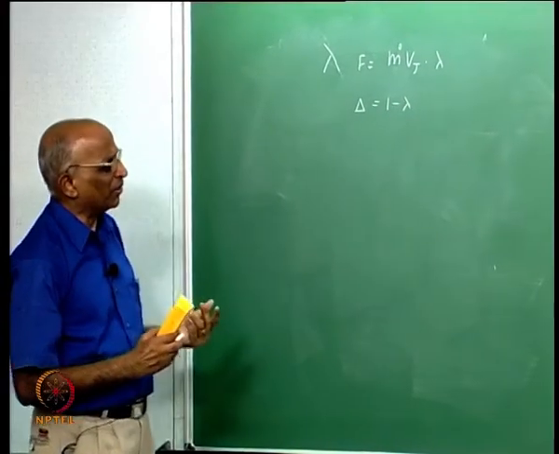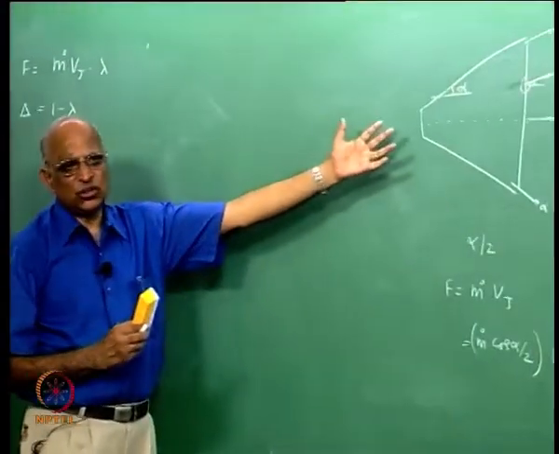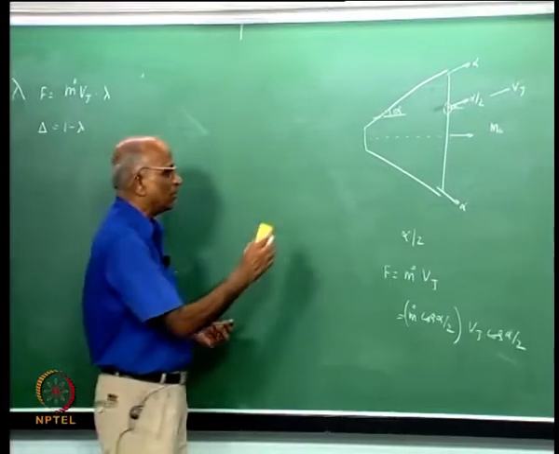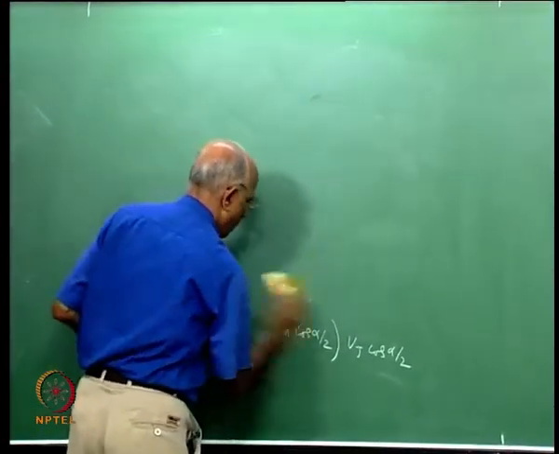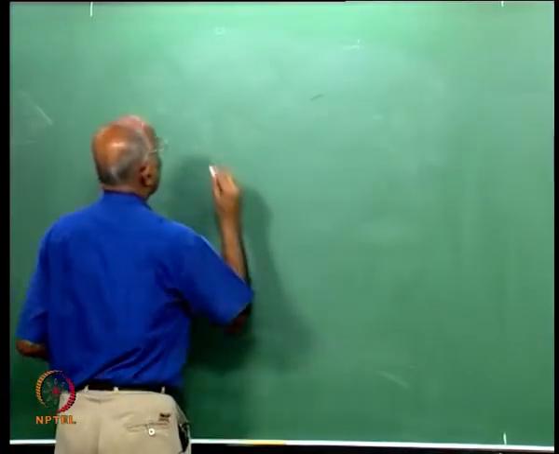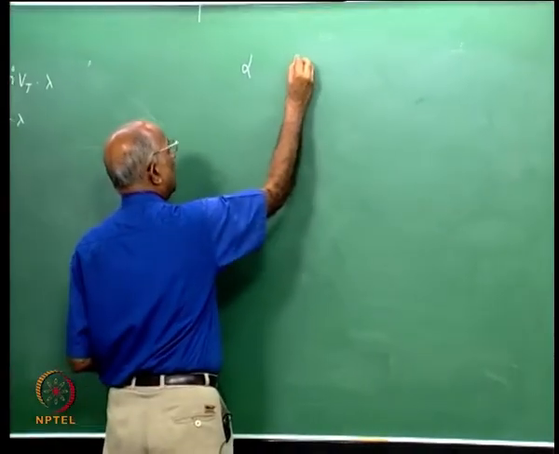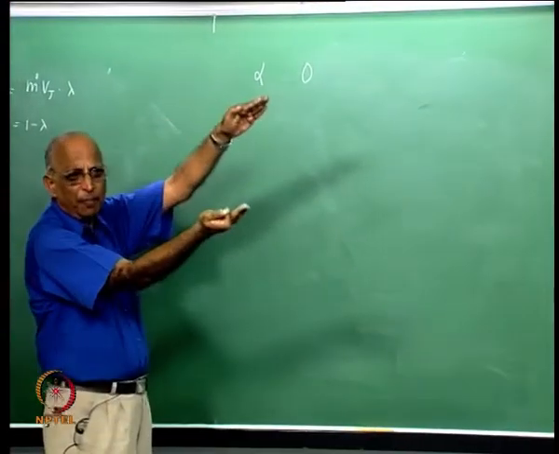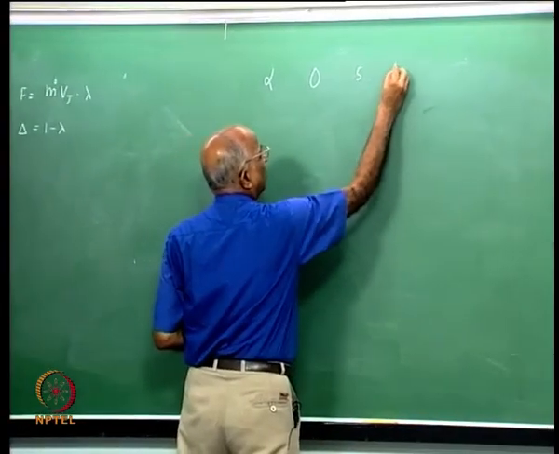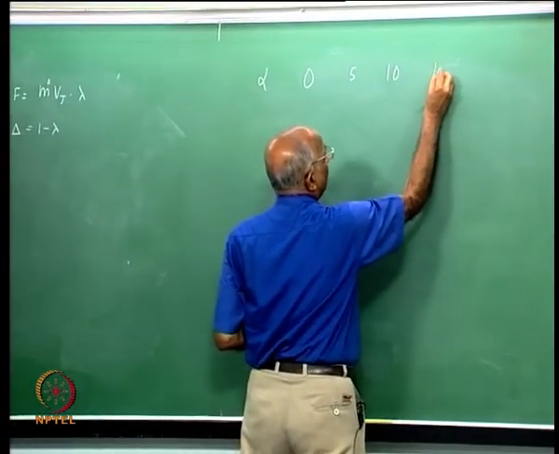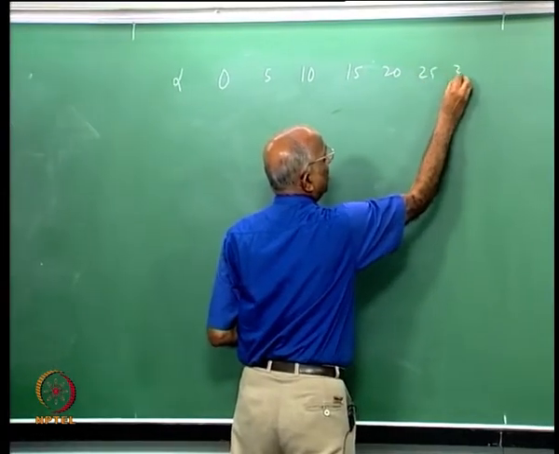Now, why am I doing all this? I would like to still have a nozzle in which I do not have too much of this loss coming. Therefore, let us put some numbers on it, which will help us to clarify. Let us say alpha of a nozzle, could it be 0? It is not possible because that would be a parallel nozzle. It could be 5 degrees, it could be 10, 15, 20, 25, let us say 30.